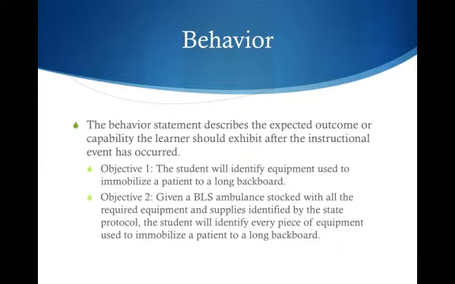So I'm going to read both of these objectives. I'll start off with this one here. Objective 1: The student will identify equipment used to immobilize a patient to a long spine board. Okay, so that does have some parts to it. The audience is identified, and the behavior is identified, but it doesn't articulate anything about the condition or degree in that first objective. And again, condition is the circumstances that would influence the actual performance, and the degree is the actual measurement tool that you're going to use to assess the student.